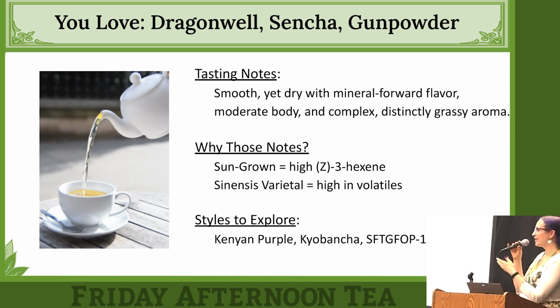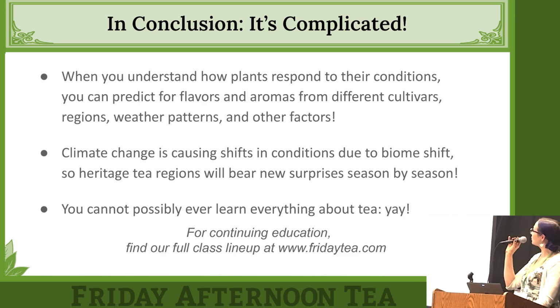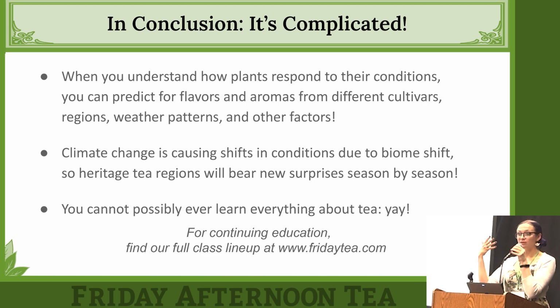Once you understand why the plant does what it does, it opens your whole world to more exploration. You can start saying, hey, I'll probably like this other thing. In conclusion, it is complicated, but when you know why they're doing what they're doing, then you can start to search for that. And particularly as climate change continues to cause what we call biome shift, regions that used to grow a certain style cannot successfully grow those styles anymore because their ongoing weather conditions have shifted too far from the original pattern. So those tea styles just don't do well anymore.